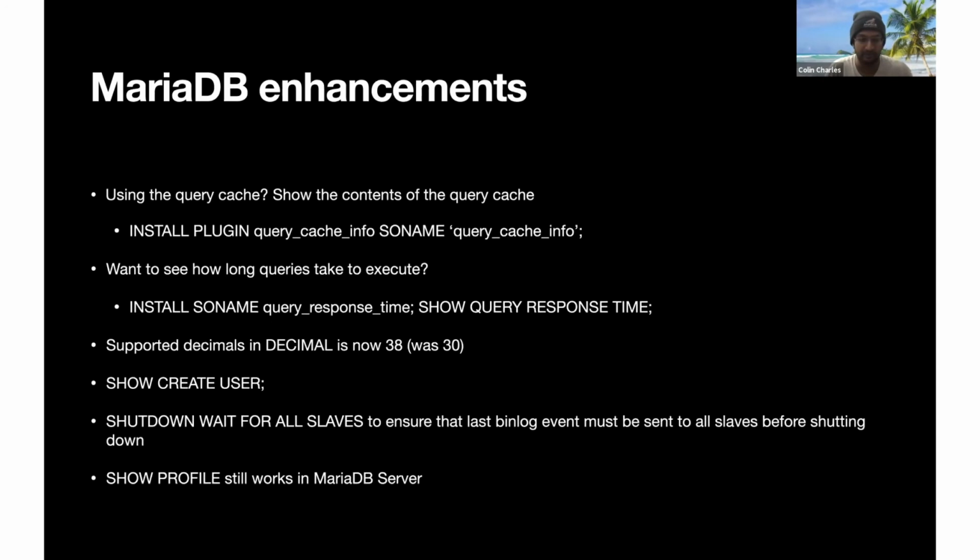The ability to type show create user is very useful in MariaDB. If you want to know how this user was created, you can just type show create user and you will actually find out how said user was created. And you can more or less copy and paste said statement to another server, and you can create the user in a similar way. Shutdown wait for all slaves is to ensure that the last binary log event must be sent to all secondaries before shutting down. This is extremely useful from a perspective of wanting to make sure that all your secondaries have caught up before you turn off the primary.